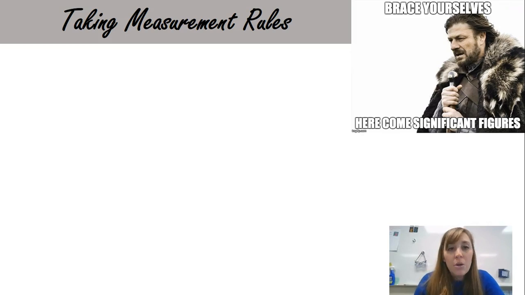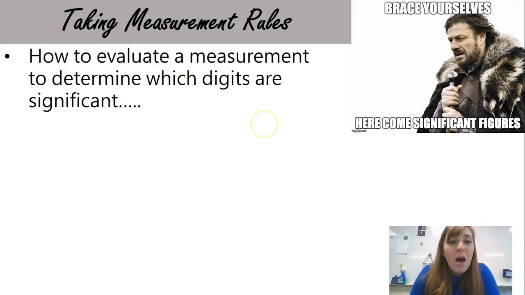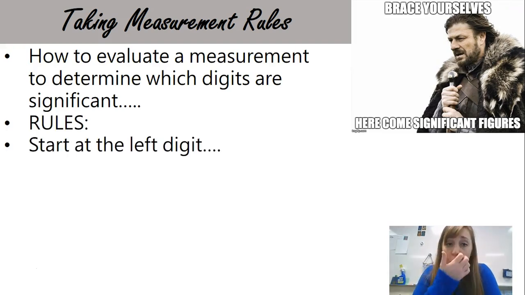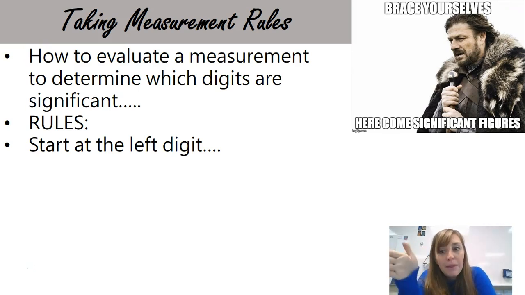So let's go through the rules of what makes a number significant when looking at it, so you can quickly look and identify, oh, that digit's significant or it's not. So how to evaluate a measurement, which digits are significant. The first rule of how you look at it is you start on the left, the furthest left digit, which makes sense because we read from left to right. So you're going to start on the left-hand side.